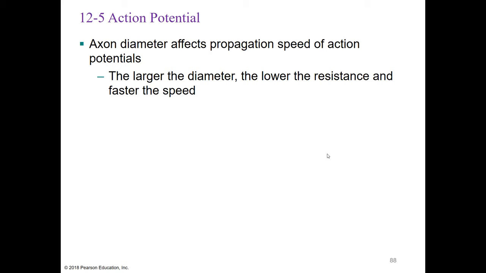Axon diameter can affect propagation speed of the action potential. The larger the diameter, the lower the resistance, and the faster the speed of the action potential.